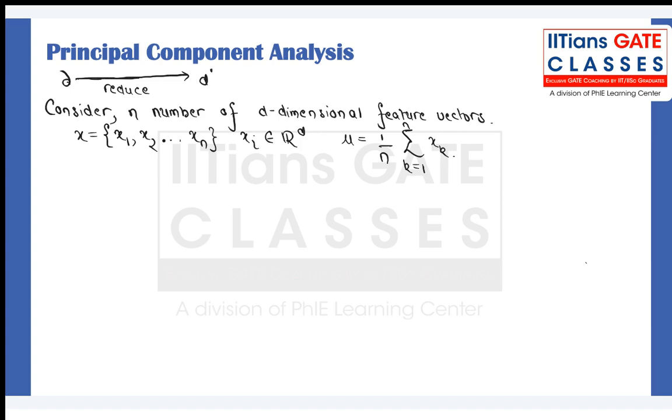So the idea that PCA proposes, not me actually, is that let's consider a set of some data points.